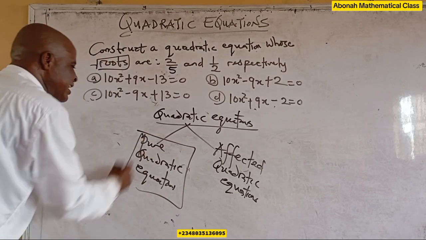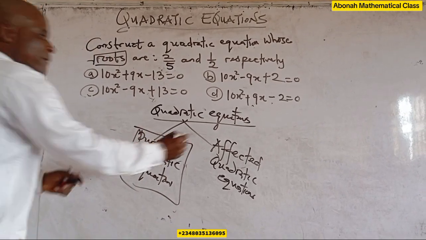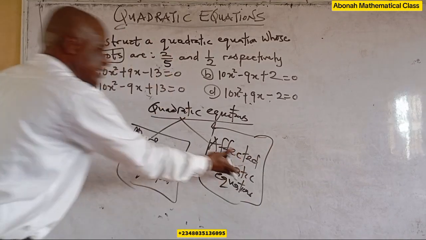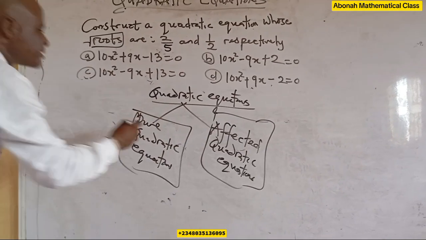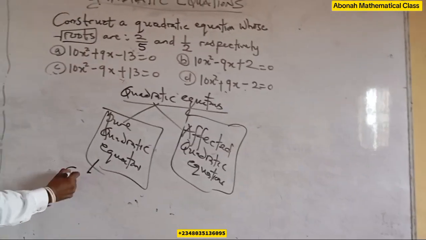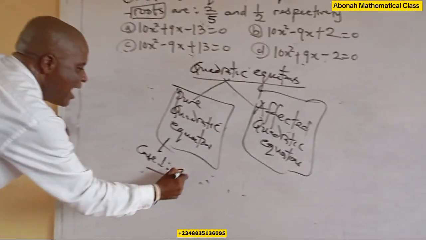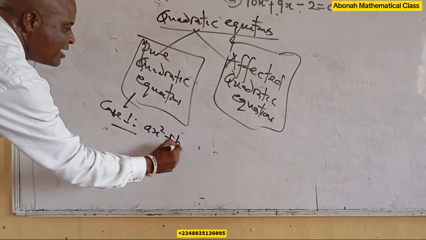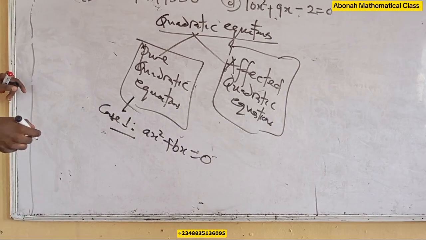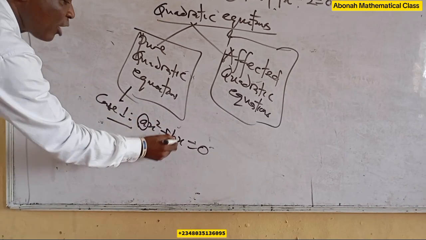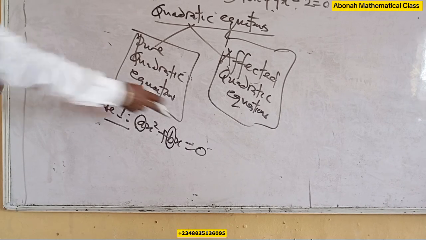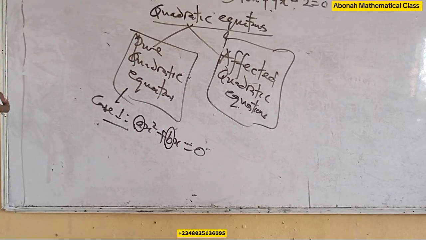But this one is not really known by its name. This is what the majority of mathematicians are aware of. Now when we say pure quadratic equation, case one is in this nature: ax squared plus bx equals 0. The first parameter a is indicated. The second parameter b is indicated. The constant is missing. This is pure quadratic equation.